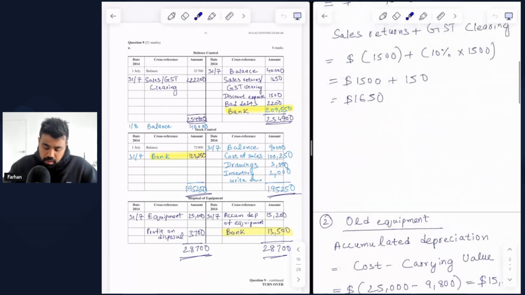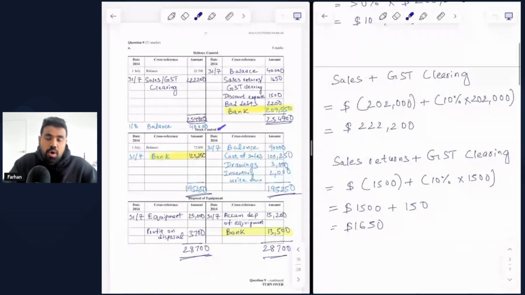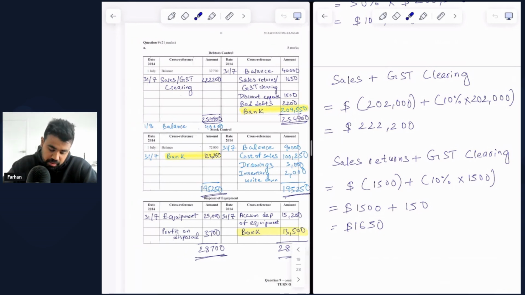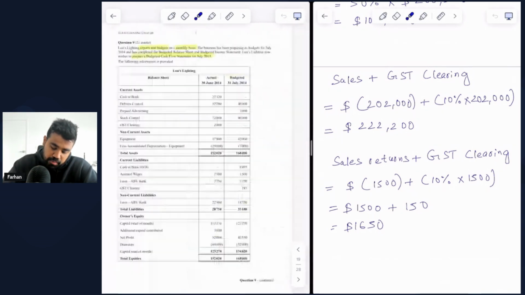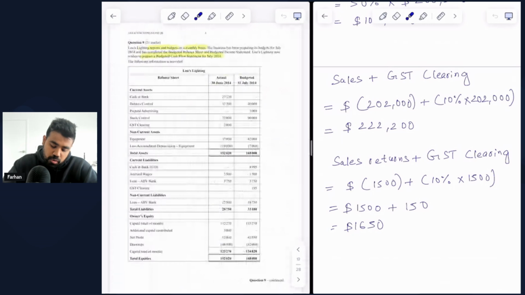Right. So stock control, which is now what we call inventory. Obviously this is an asset, and all assets by default are debited within the ledger account. So the opening balance should be on the debit side, and the closing balance should be on the credit side. So let's check the balance sheet for the balances for inventory, and you can see the closing balance at 30 June 2014 was $72,000, which is now the opening balance at 1st of July 2014, and the closing balance at 31 July 2014 is $90,000.